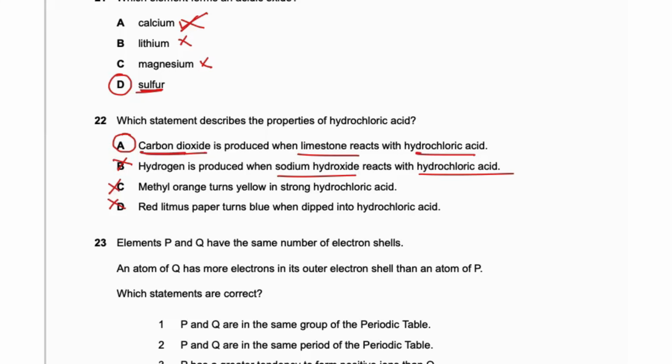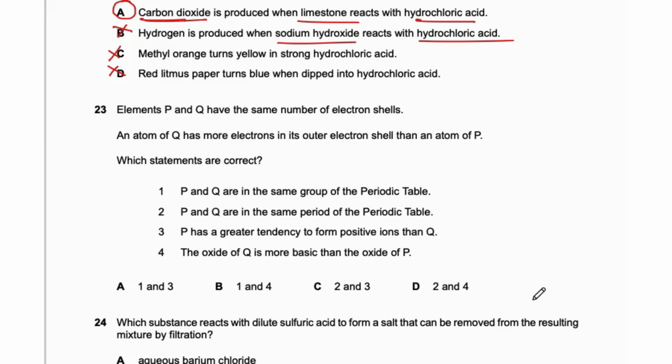23. Element P and Q have the same number of electron shells. Number of electron shells are same. When the number of electron shells are same, what does it mean? An atom of Q has more electrons in its outer electron shell than an atom of P. Which statements are correct? P and Q are in the same group of the periodic table? No. If it is the same group, they will have different number of shells. P and Q are in the same period of the periodic table.